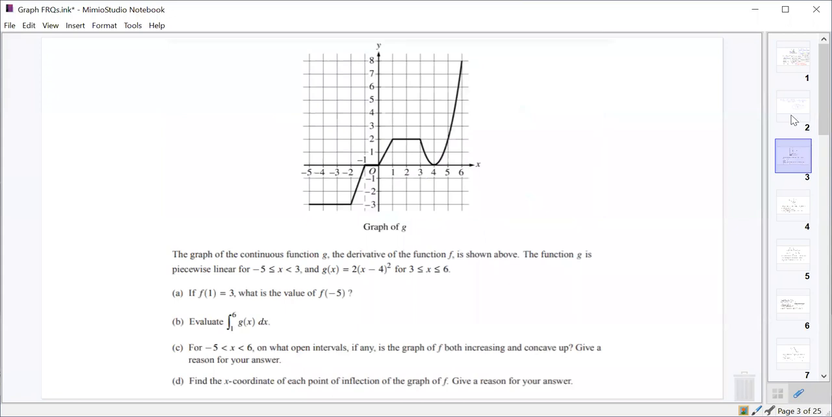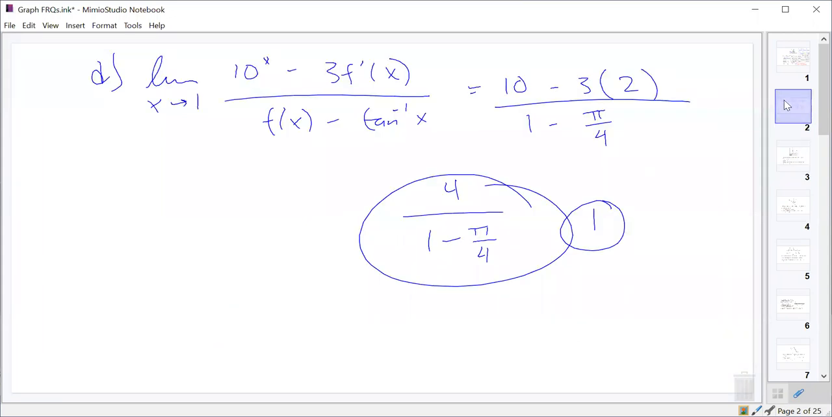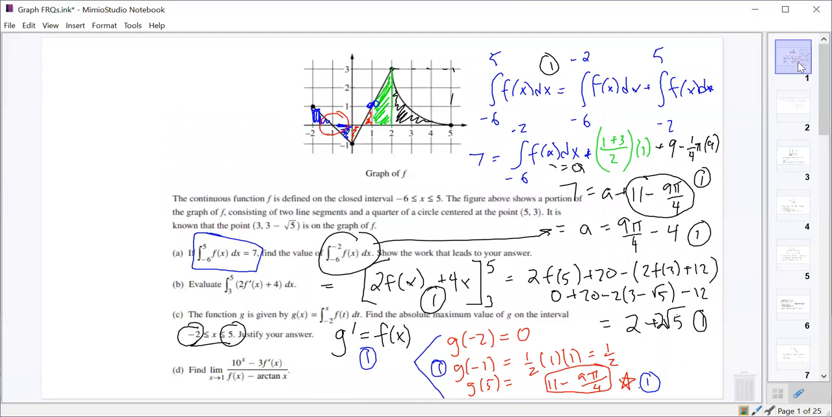Could you go to the first slide? Yeah, you can go to the first slide. Wait, so how come you only tested -1 for part C, and how come you didn't test x equals a half? I didn't test x equals a half because you don't need to: the derivative, which is f, is going from negative to positive. So the function is going from decreasing to increasing, and therefore that's a local minimum. So a local minimum is not going to be an absolute max.